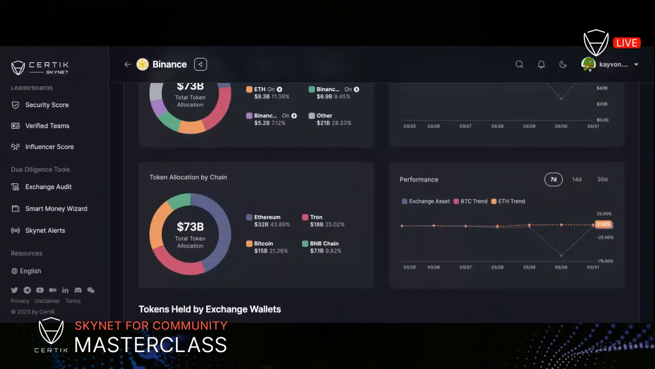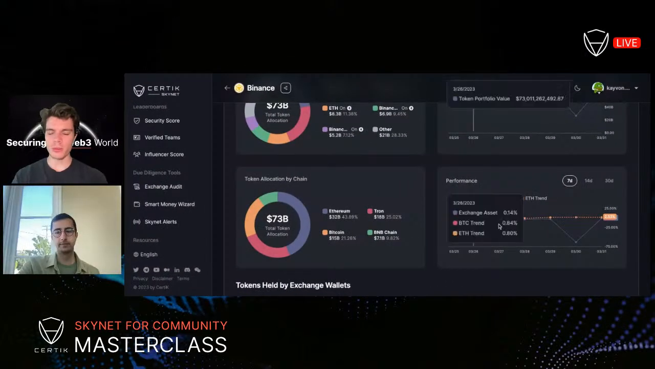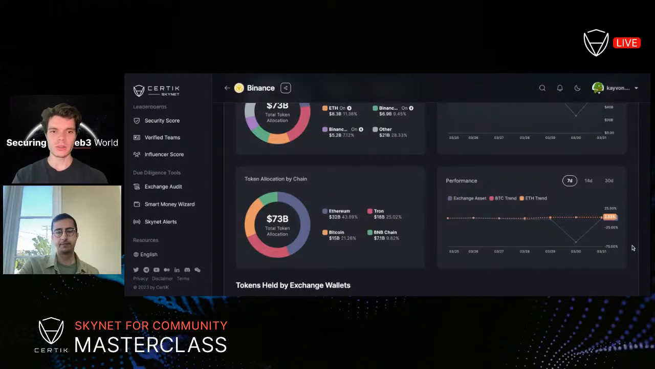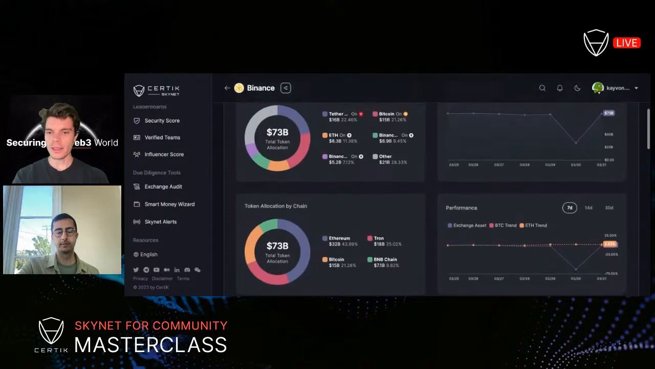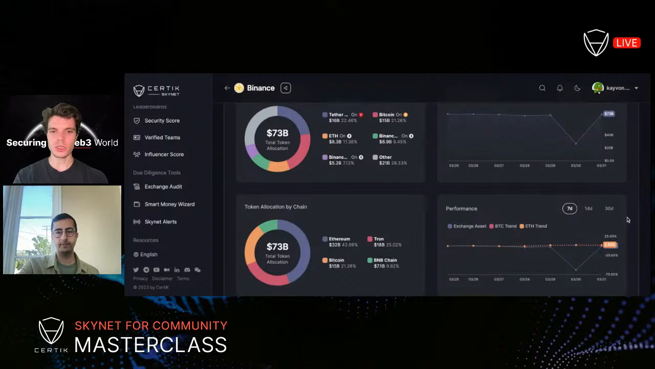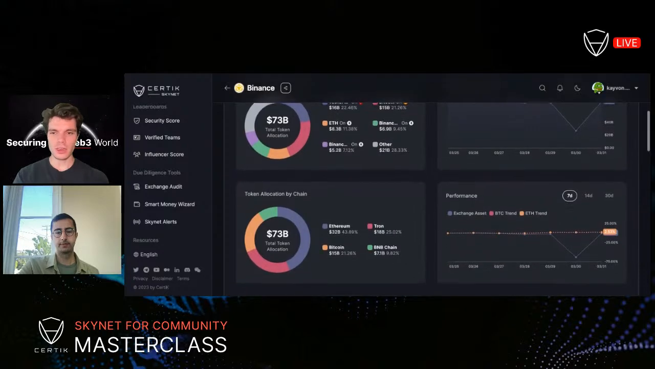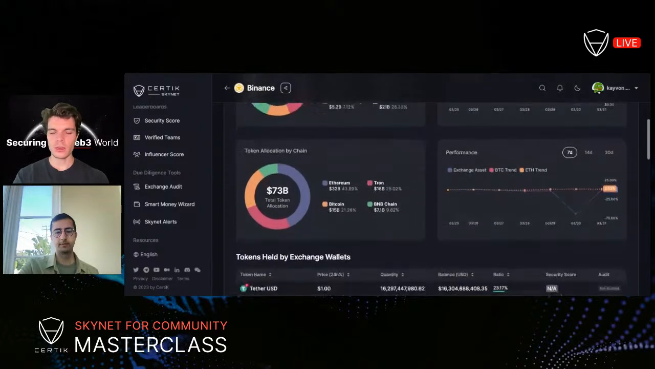For sure, those are interesting insights and merit a deeper dive, which is really the whole purpose of due diligence. You pick up on something interesting, you figure out why it's interesting, why it's happening, and you end up with more information about the exchange you're holding your assets on or not holding your assets on. So yeah, a lot of great little graphs here, and tokens held by exchange wallets.